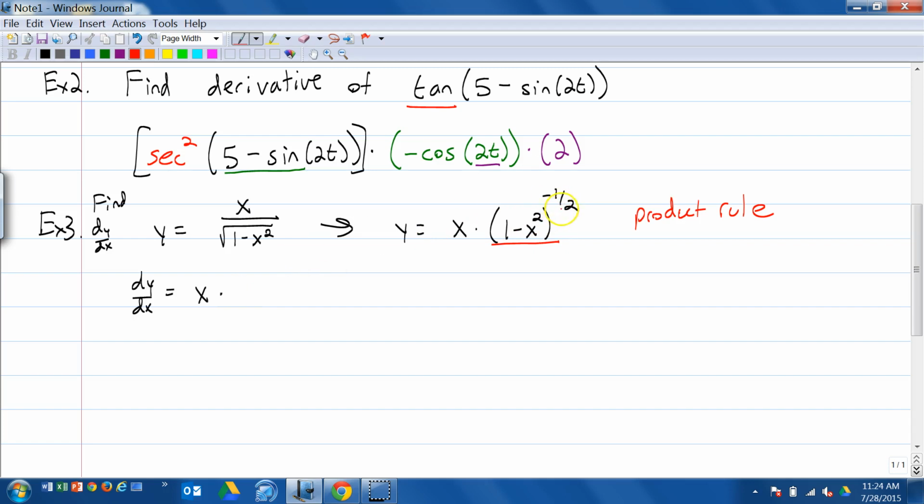So to do the derivative, we first do the power rule. Remember? Pretend this is just x to the negative 1/2. This would come down, and it would be negative 1/2. We leave the inside alone.